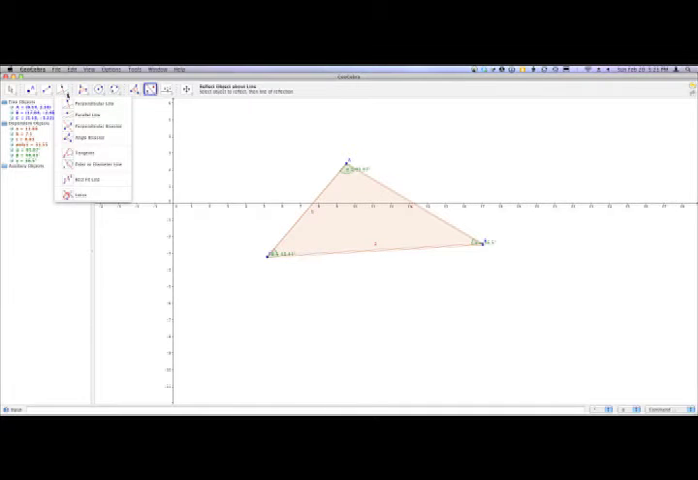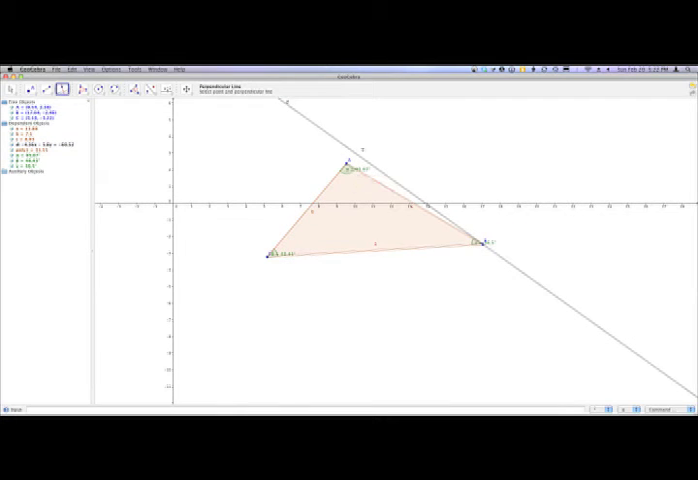Next I'm going to select the perpendicular line tool, and in GeoGebra you select the task that you want to complete, and then go ahead and select the parts. As you can see, as I hover over it, it says select point and perpendicular line, and those 2 ideas will constrain my perpendicular line. I construct it by selecting the point that the perpendicular line will go through, and the line which it is perpendicular to.